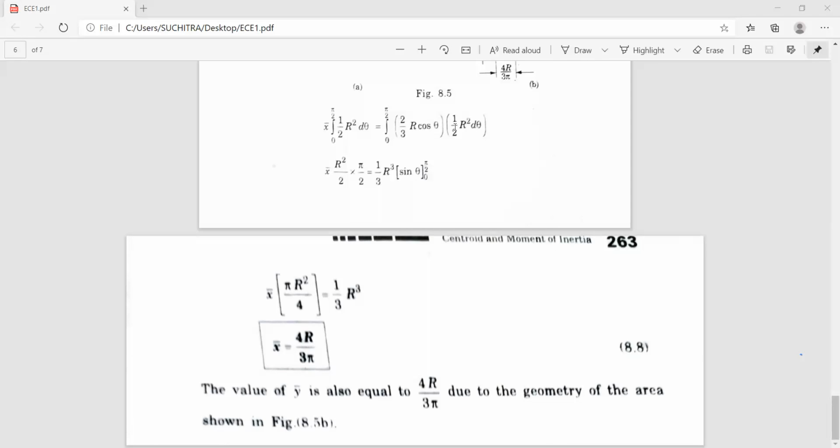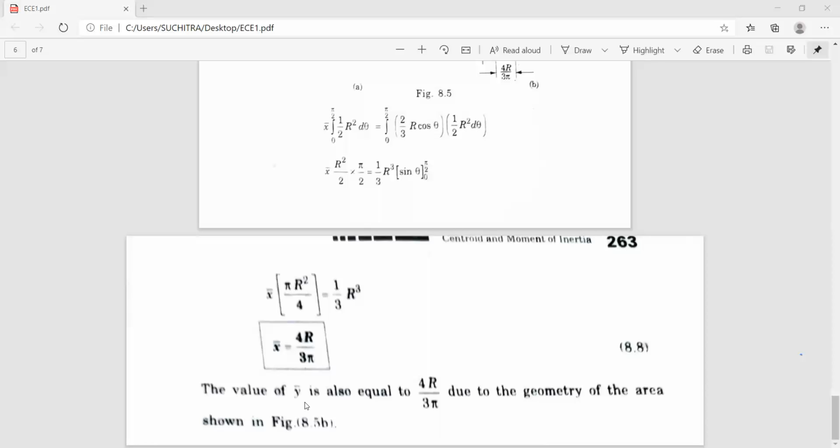On the right hand side, you can take 1 by 3 r cube outside. If you integrate cos theta, it is sin theta, from 0 to pi by 2. Sin pi by 2 is 1. So on the left hand side, x bar into pi r square by 4. On the right hand side, you will get 1/3 r cube. So on simplification, the value of x bar will be 4r by 3 pi.